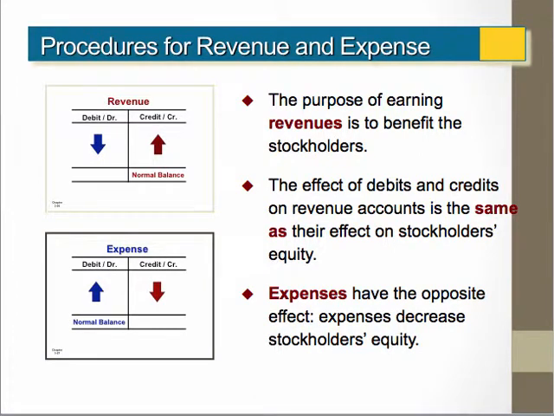Expenses are very similar to dividends in that expenses will decrease retained earnings and will also decrease stockholders' equity. So an expense will be normal balance on the debit side, whereas revenues will increase stockholders' equity and retained earnings, so the normal balance will be on the credit side because that matches the super account of stockholders' equity.